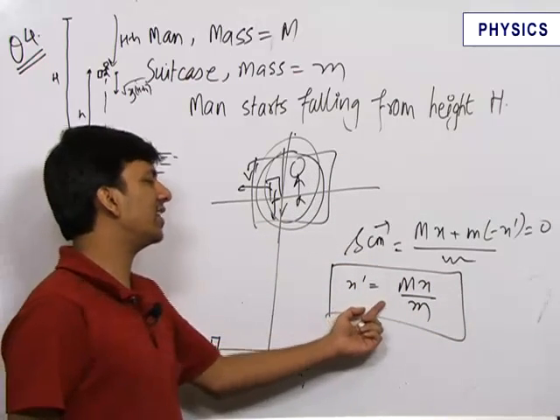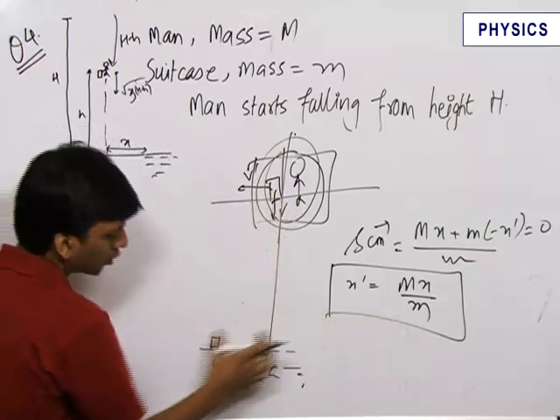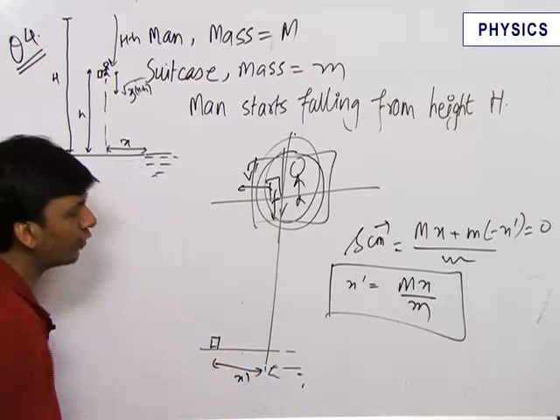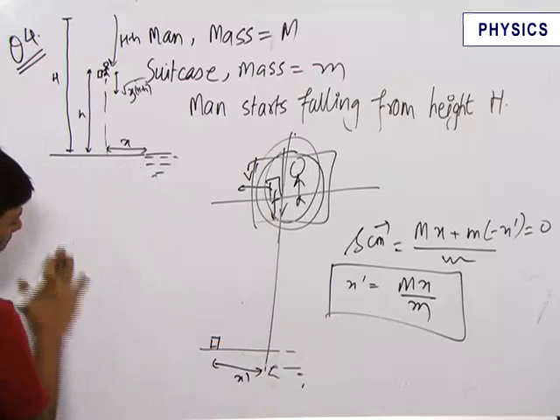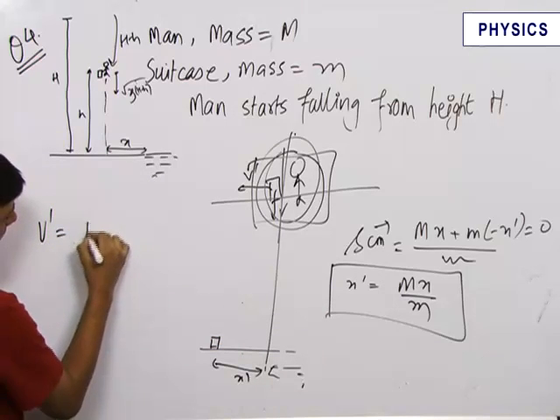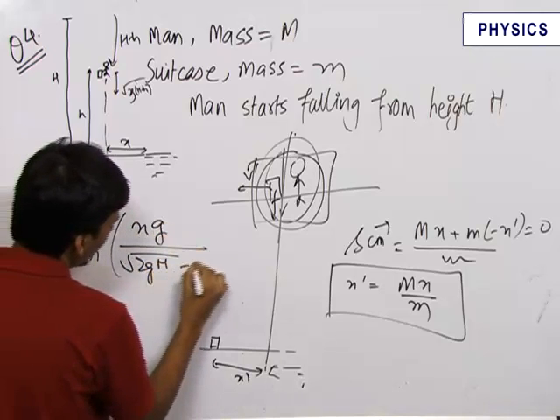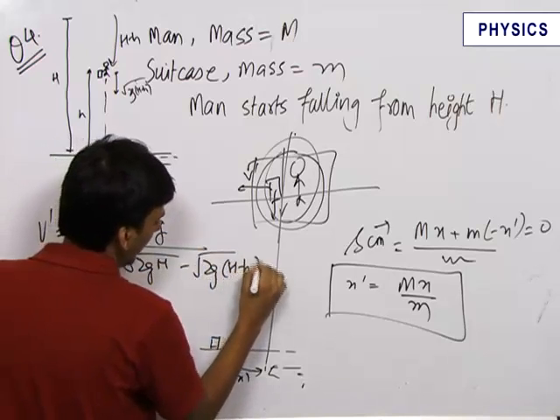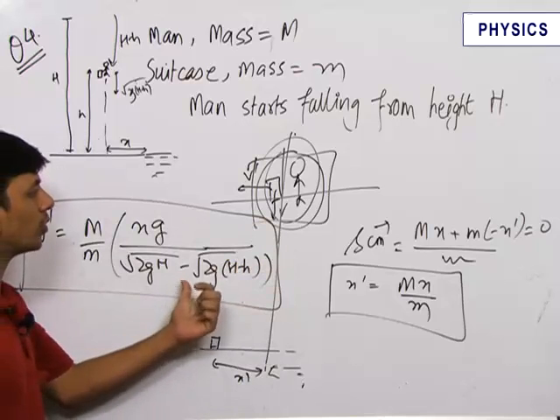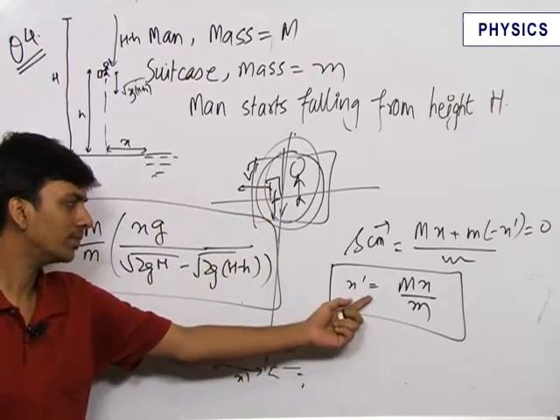So this part we can get the direct answer, that the displacement of the bag, or the position where the bag lands on the ground, is at a distance of Mx upon m from the line of fall. The answer to the velocity minimum to be imparted to the bag was M upon m into xg upon √(2gh) minus √(2g(h minus h)). So the final answer stands as, this is the velocity minimum to be imparted to the bag, and this is the distance from the line of fall where the bag lands.